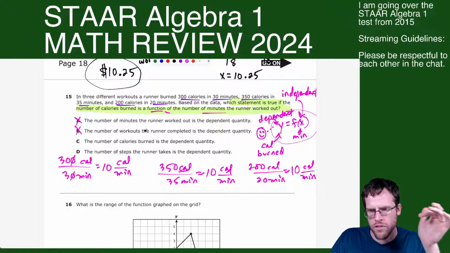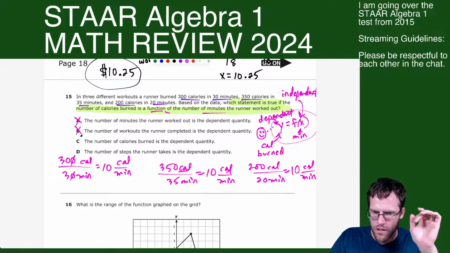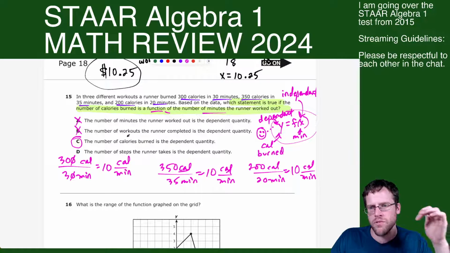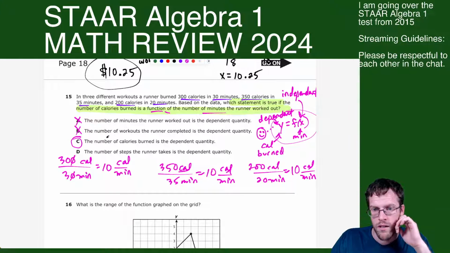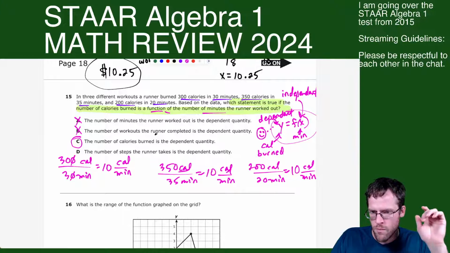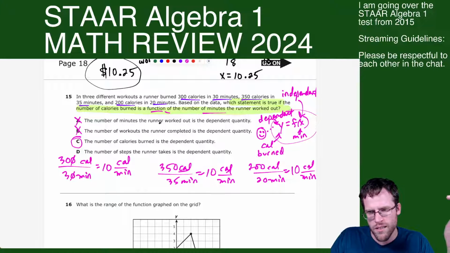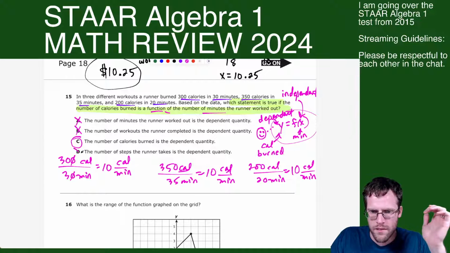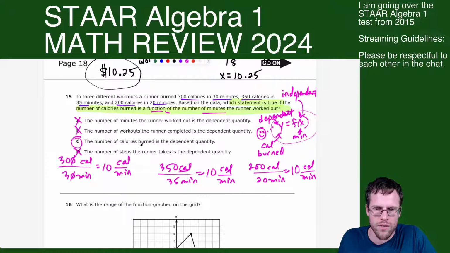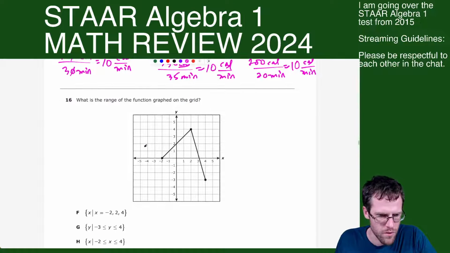The number of calories burned is a dependent quantity. That is the one. That is our y value, the dependent one. The number of calories burned depends on how many minutes the runner runs. So if you say that a few times, you'll be convinced C is it. But why is D no good? The number of steps the runner takes is the dependent quantity. No, that's not it. We're talking about minutes and calories, not steps. So C is it. Cool.